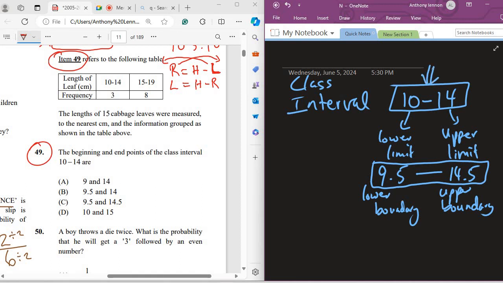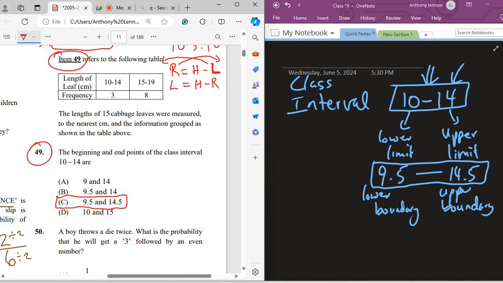So if we have a leaf that is 9.5 centimeters, it will go in the class interval 10 to 14, obviously, because 9.5 rounded off to the nearest centimeter will be 10. If you have 9.6, that still will be 10. 9.7, still 10. And so it goes up to 14.5, but we would not include 14.5. Anything less than 14.5, we'll put in this class interval, 10 to 14. And so the answer is going to be, which one of these? The beginning and end points. It would be C.